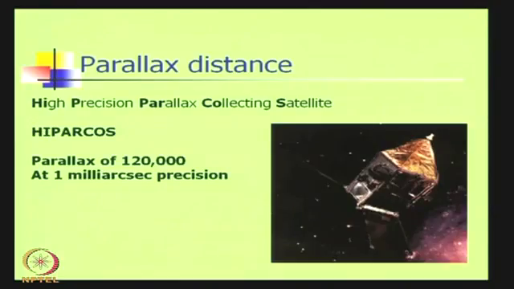Determining the parallax to 1 milliarc second precision. So, this satellite could determine parallax to 1 milliarc second precision, and it could determine the distances by this method of 120,000 stars in our own galaxy. Okay. So, historically and even at present, the first step in the distance ladder depends on determining distances through parallax, and historically also this is how it has progressed.